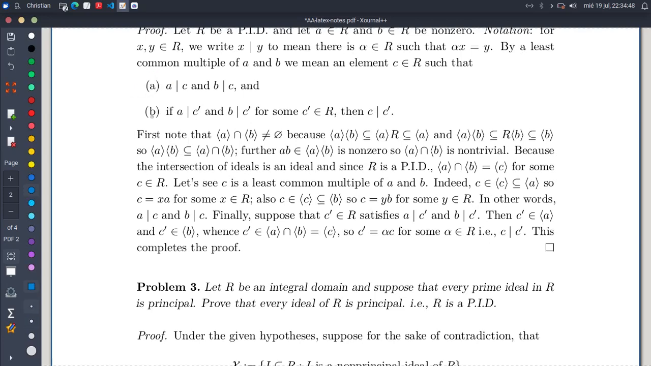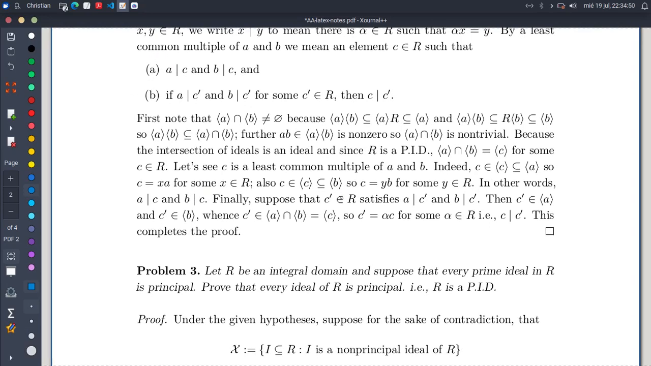Let's see the second one. Suppose that we have an element C prime in the ring that is also a multiple of A and B. Because it is a multiple of A, it is in the ideal generated by A, because the ideal generated by A is the set of all multiples of A. Similarly, C prime is in the ideal generated by B. Therefore, it is in both these ideals. Hence, it is in the intersection.